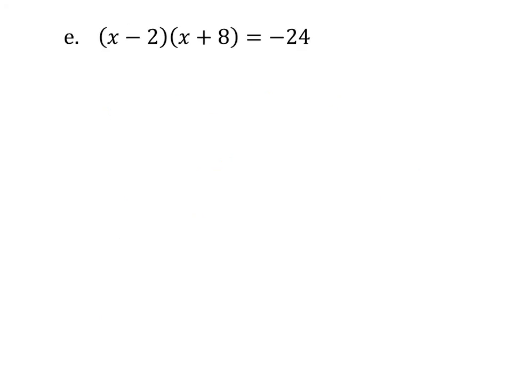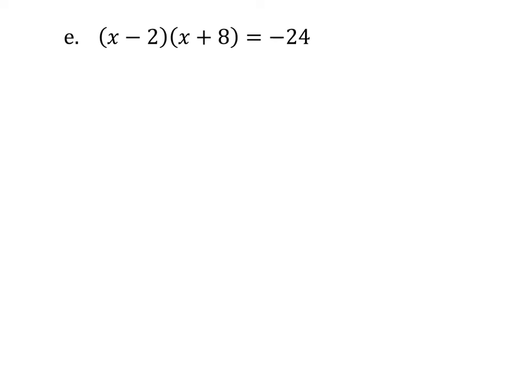Looking at something like this, okay, it's factored already, but does it equal 0? That 0 property only works when you have the product of factors equal to 0. Right now we have it equal to negative 24. So for this, what I'm actually going to have to do is FOIL, multiply out this x minus 2, this x plus 8, and then move that 24 to the other side to make it equal to 0, and then factor it again. So first thing I'm going to do is multiply this out because it doesn't equal 0.